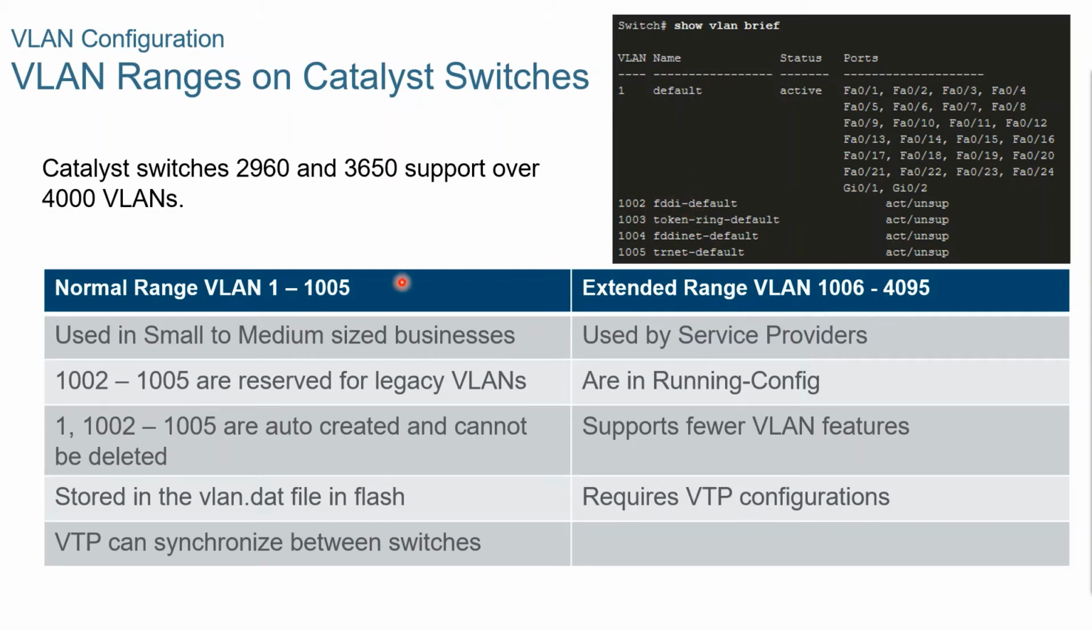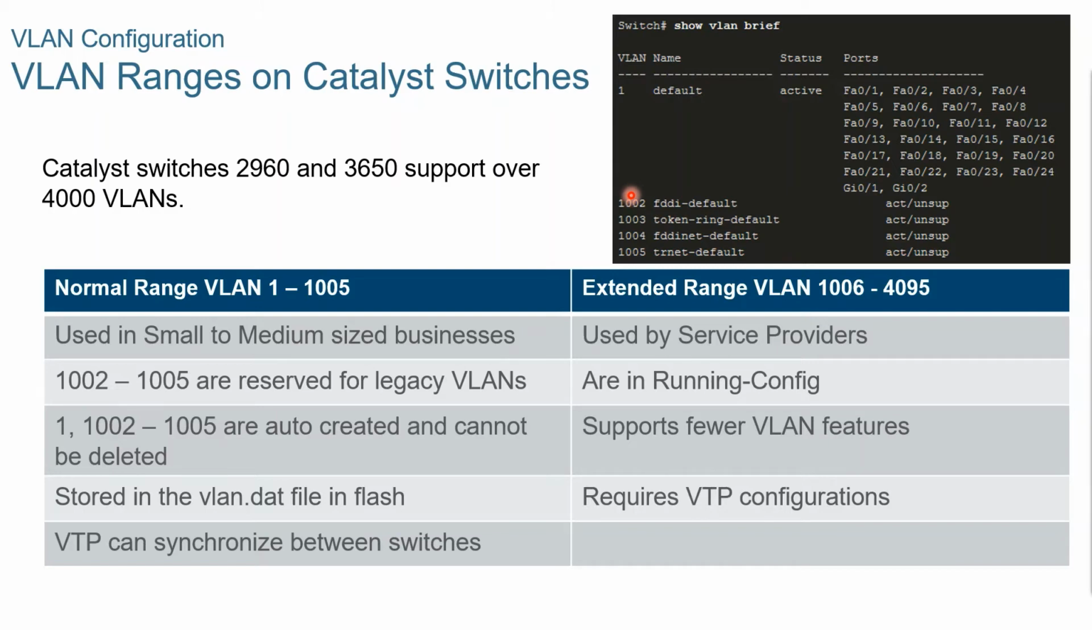You also have the normal range VLANs. The following are the characteristics of the normal range VLANs. They are used in small and medium-sized business and enterprise networks. They are identified by a VLAN ID between 1 to 1005. IDs 1002 to 1005 are reserved for legacy network technologies like Token Ring and FDDI, or the Fiber Distributed Data Interface.